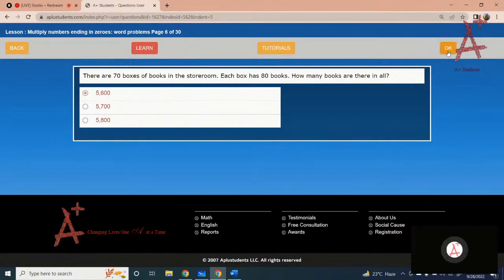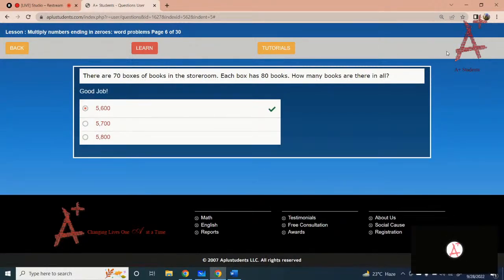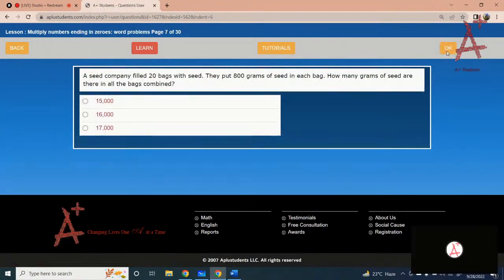So select the correct option and click on the OK button. Okay, the next one is a seed company filled 20 bags with seed. They put 800 grams of seed in each bag. How many grams of seed are there in all the bags combined?